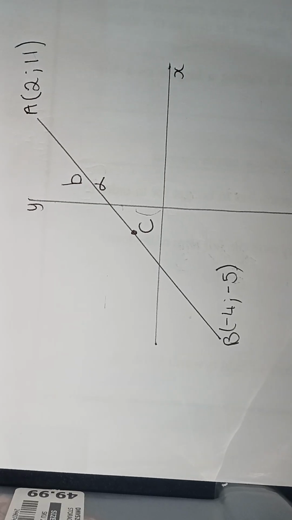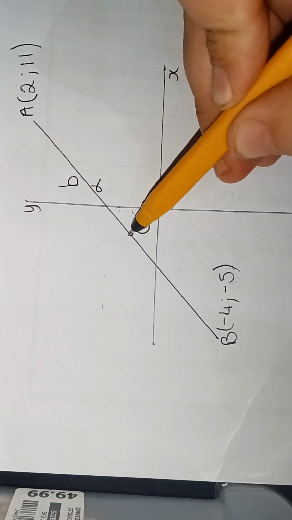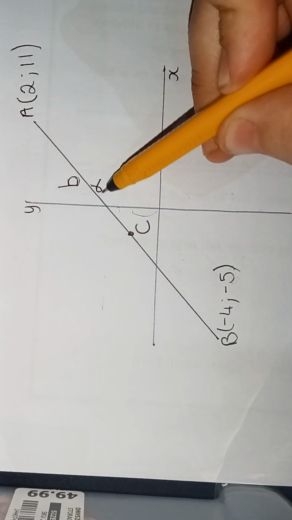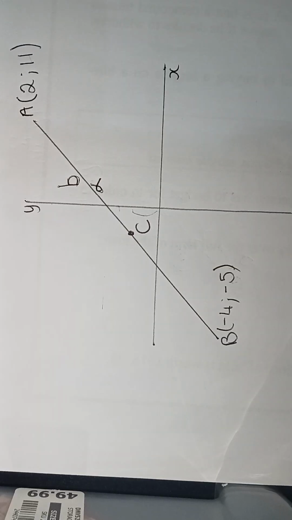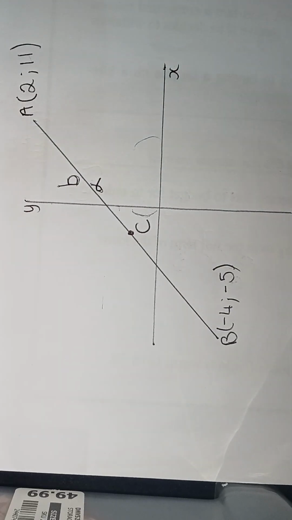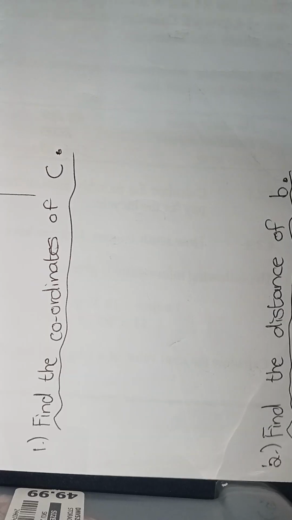Okay, let's look at a quick example. Given this graph here, the distance between point C and point A is called B. There is alpha. They didn't give us that value, and they didn't give us the coordinates of C. Now let's look at the first question. Find the coordinates of C.